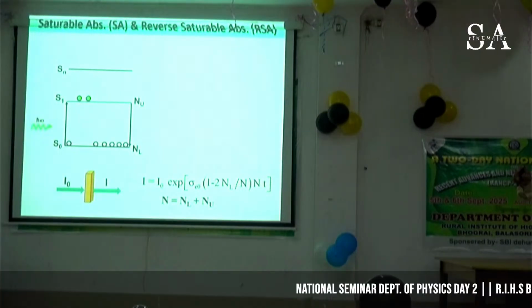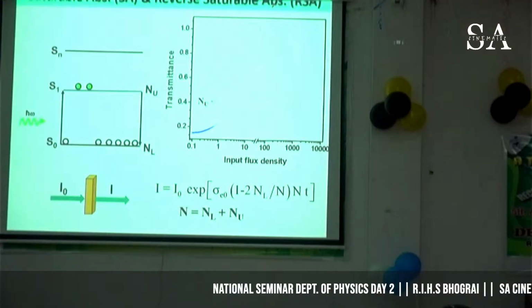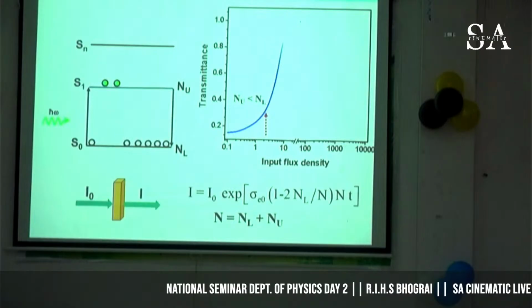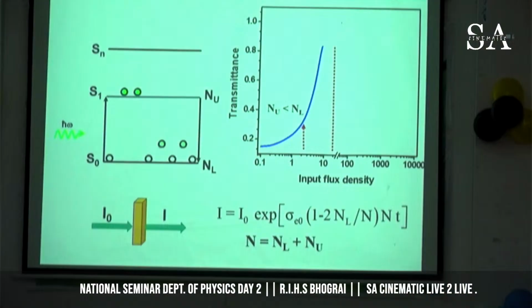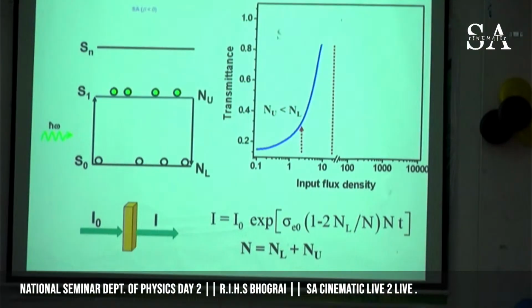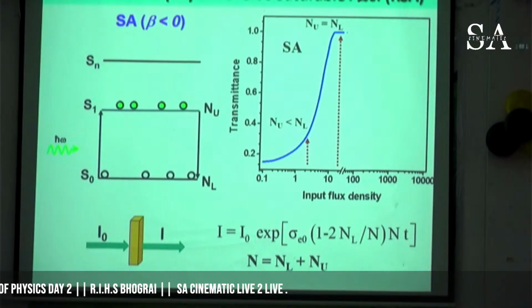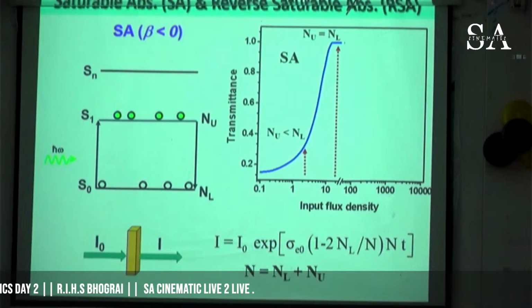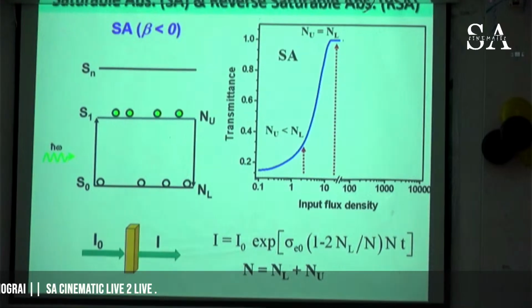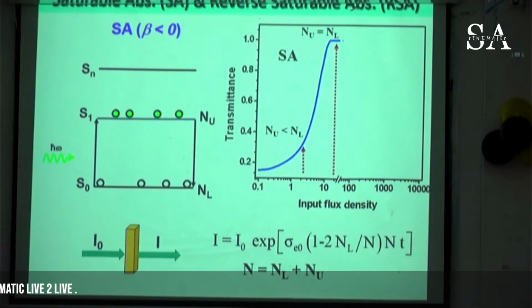So if this process continues, what will happen? There is a possibility that a 50-50 population will take place. That means if I am measuring transmittance, I get 100%. There is nothing absorbed because the populations of the two levels are equal. Therefore, you get a flat line, and this condition is known as saturable absorption.